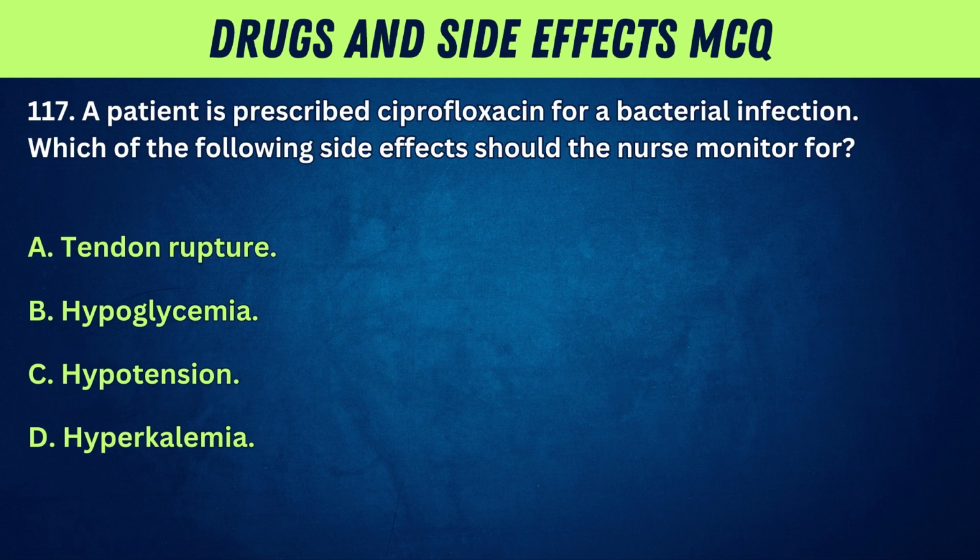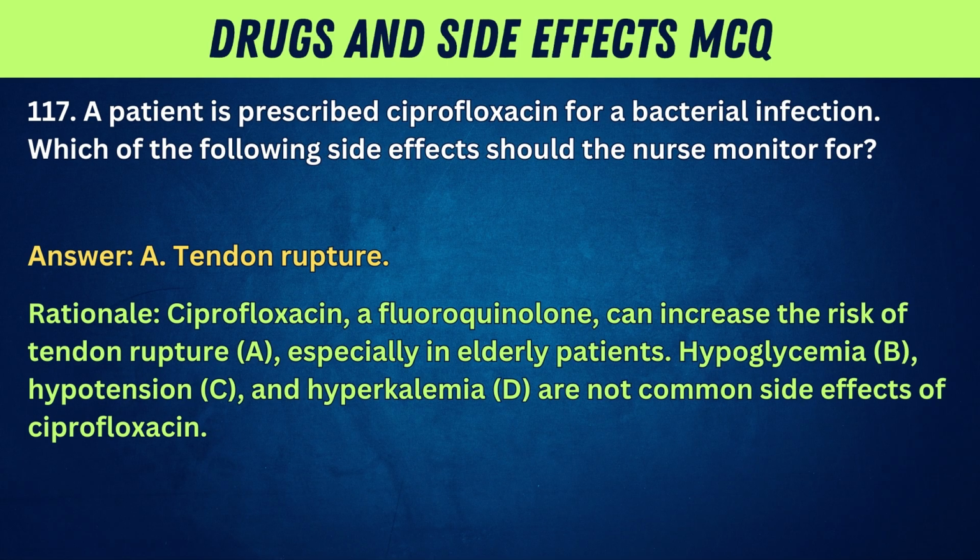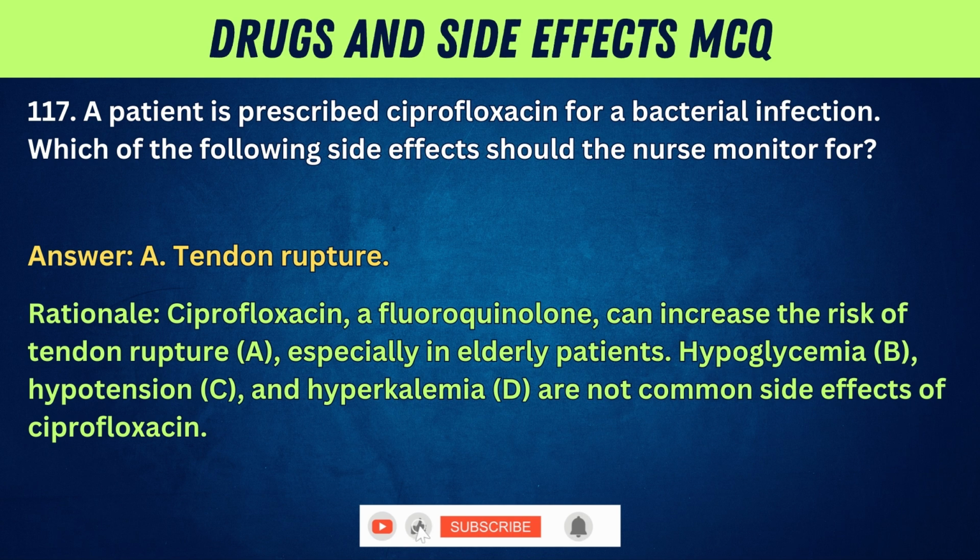117. A patient is prescribed ciprofloxacin for a bacterial infection. Which of the following side effects should the nurse monitor for? A. Tendon rupture. B. Hypoglycemia. C. Hypotension. D. Hyperkalemia. Answer: A. Tendon rupture. Rationale: ciprofloxacin, a fluoroquinolone, can increase the risk of tendon rupture, A, especially in elderly patients. Hypoglycemia, B, hypotension, C, and hyperkalemia, D, are not common side effects of ciprofloxacin.